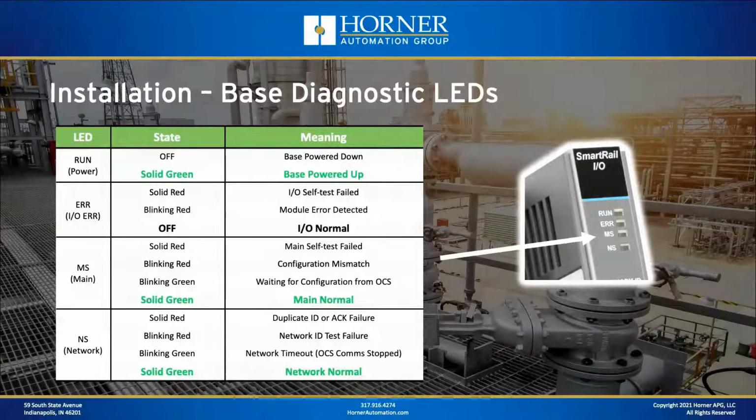Okay, so let's start with the LEDs that are available on the base. You have 4 of them. There's a run LED that really would probably be better labeled as power. There's an error LED, MS, which stands for main status, and NS, which stands for network status. And you can see from that chart there what the different states or different meanings are for green or red, blinking or solid. I'm not going to go through every possible state there, so you can always freeze the video and go back and study that if you'd like.